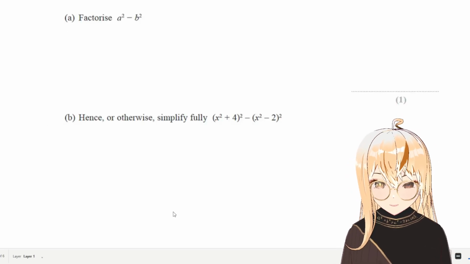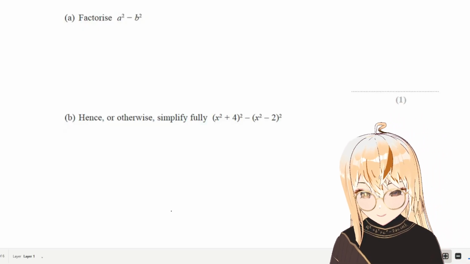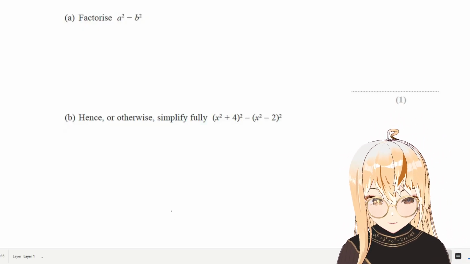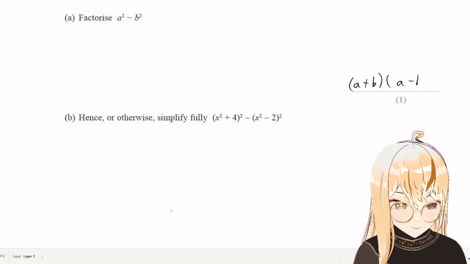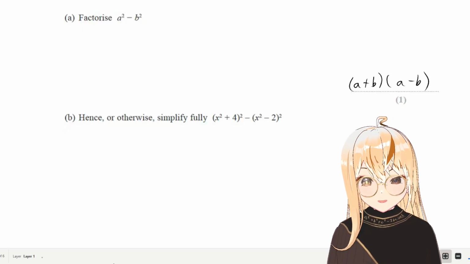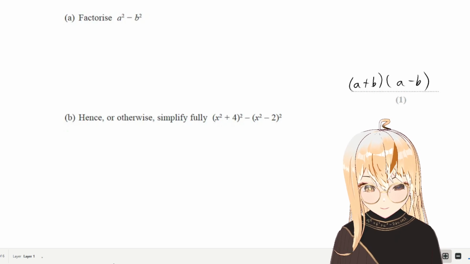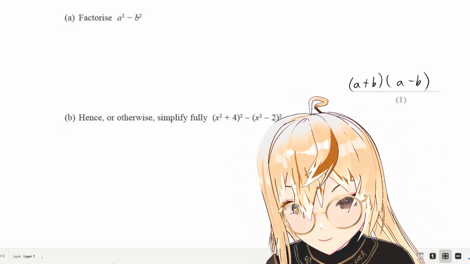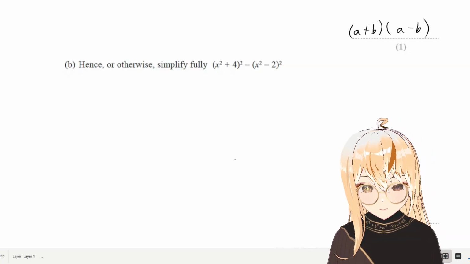Now we need to factorize a squared minus b squared, and we literally just learned about that. So that's just the difference of two squares, which we can write as a plus b, a minus b. Now part b is where it gets interesting, so hence or otherwise simplify fully: x squared plus 4 squared minus x squared minus 2 squared. So let's work through this slowly so we don't make mistakes.